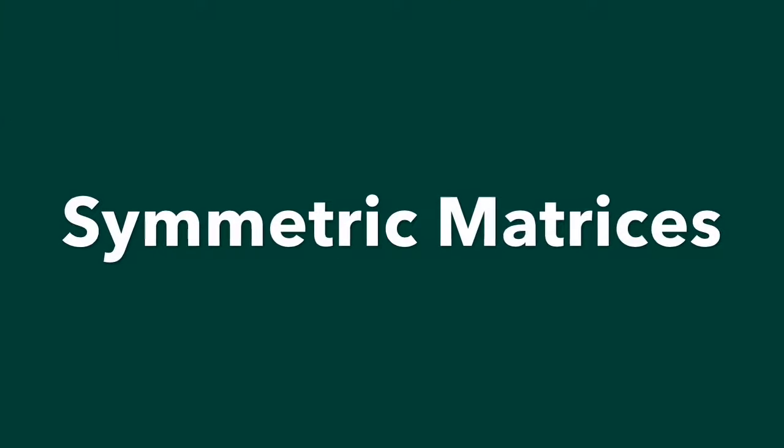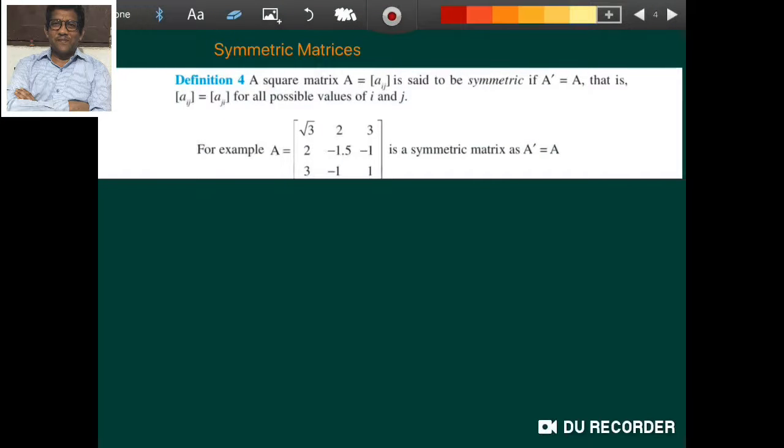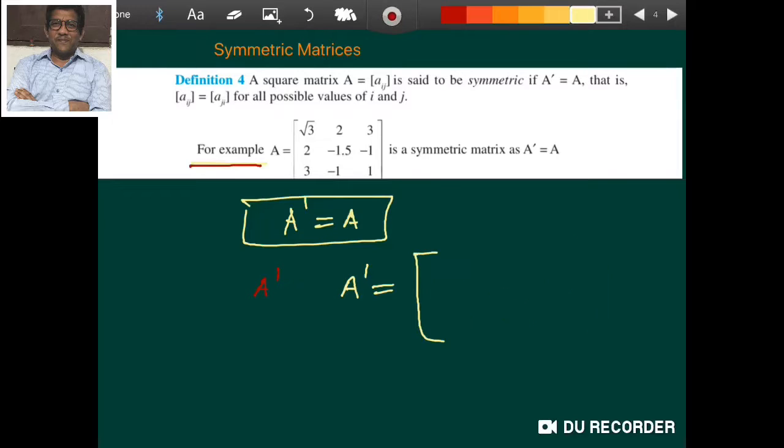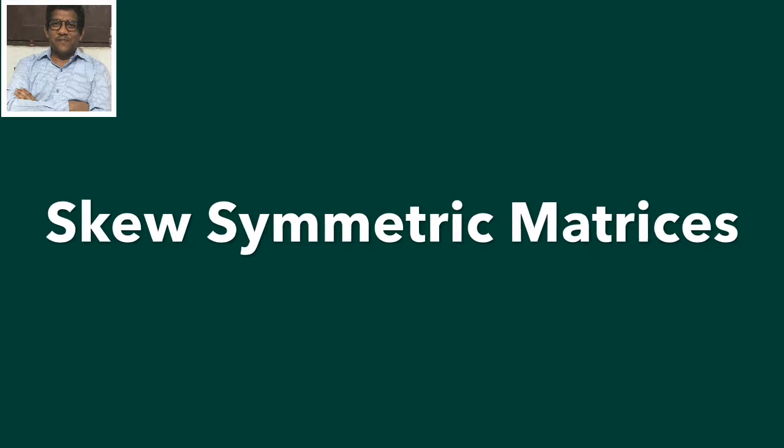Symmetric matrices. A square matrix A is said to be symmetric if A dash is equal to A. In the given example, we get a matrix that is the same as A. So we get A dash is equal to A. So it is an example of a symmetric matrix.